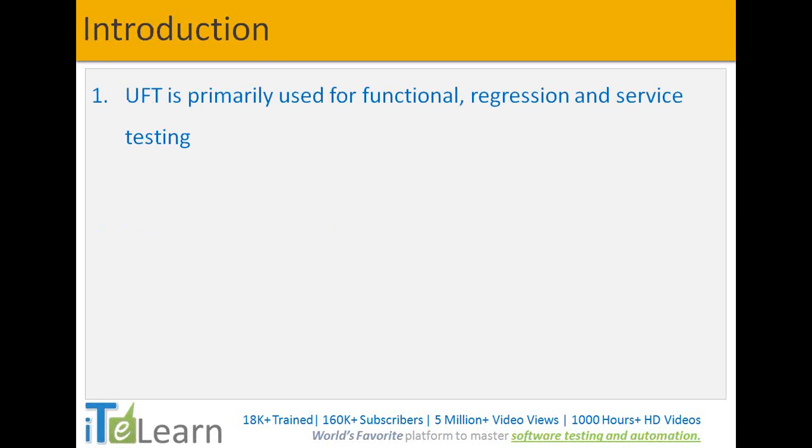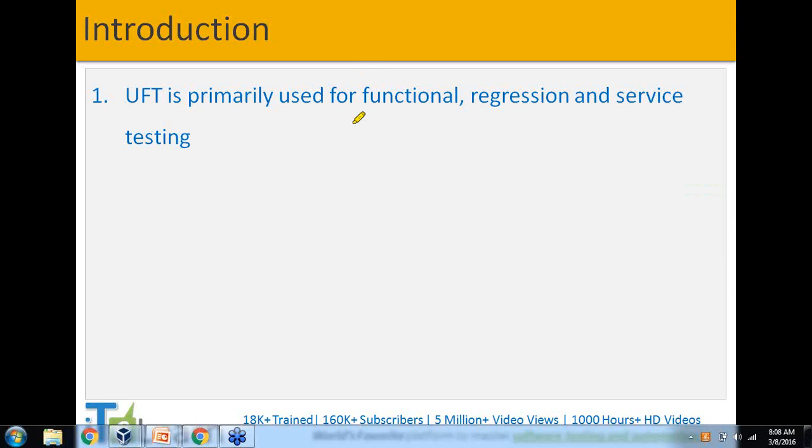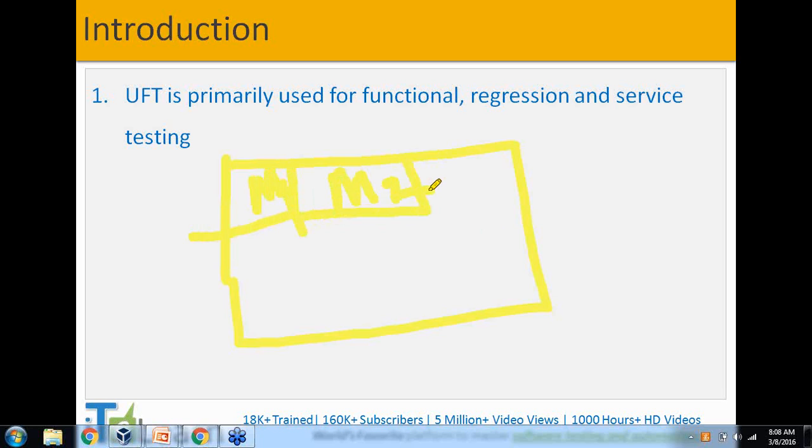What is UFT? UFT is mainly an automation tool which we use for functional testing, regression testing, and service testing. So what is functional testing? Our applications have different flows. There will be different modules, right? Suppose this is module 1, this is module 2. So our applications these days have different modules and each module has different functionality.